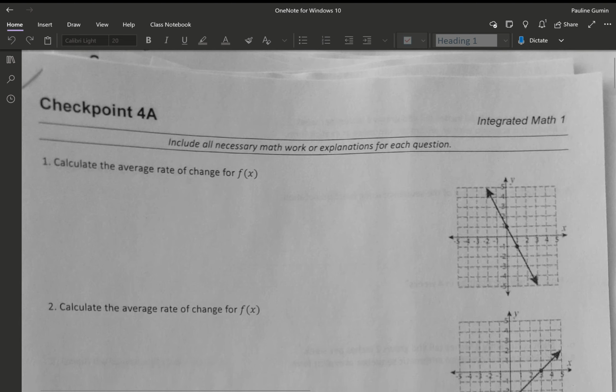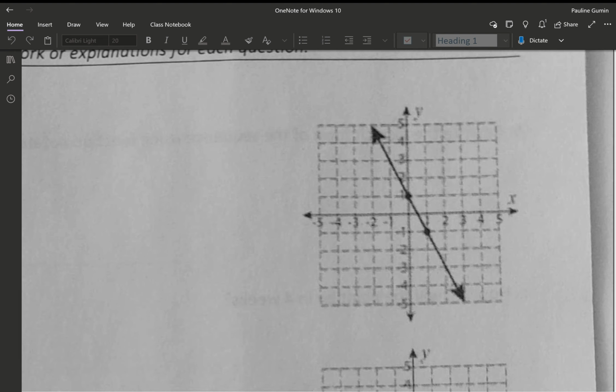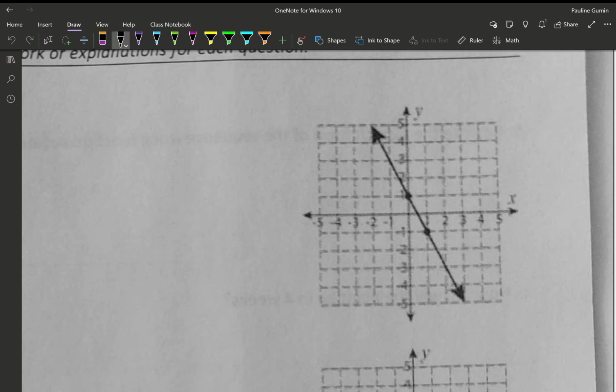All right, for number 1 and 2, we're going to calculate the average rate of change using graphs. So what we do is we look at the 2 points that I have marked for you. There we go. So this is the point on the left, this is the point on the right. I am going to count if I'm going up or down from left to right, and how many to the right. Okay, so from left to right, it looks like I'm going down 1, 2, down 2, to the right 1. So our average rate of change is -2/1.